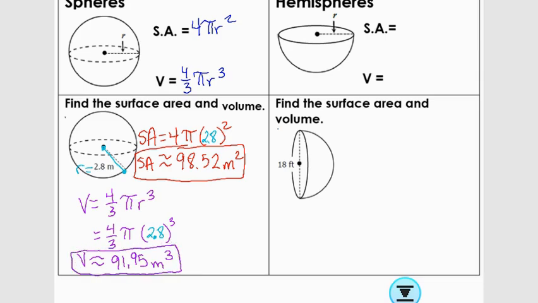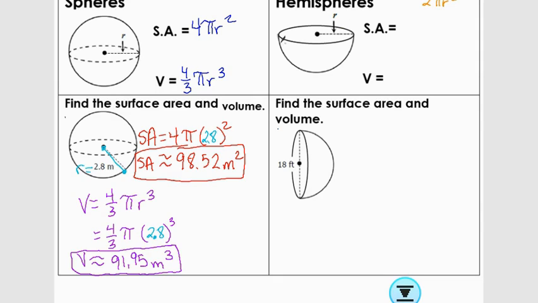Okay, so let's try hemispheres. Hemispheres are not on your formula card, but since spheres are, and hemispheres are just half of a sphere, remember hemi means half, okay? So then we're just going to be able to use those sphere formulas to figure out the volume and surface area of a hemisphere. Now, if I started by just doing half of a sphere, that would give me 2 pi r squared. Okay, so half of a sphere would give me 2 pi r squared.